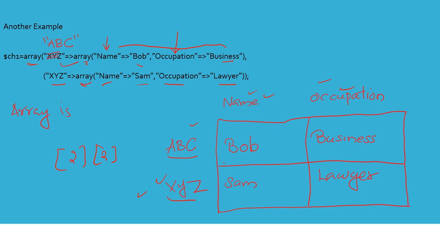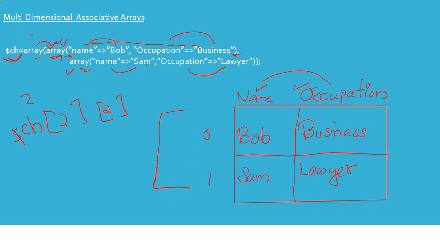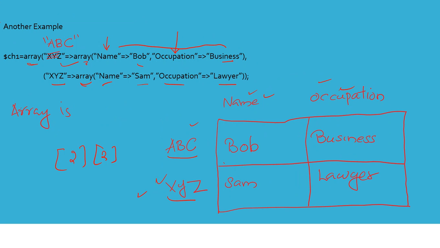So this is also a multi-dimensional associative array, with both rows and columns labeled as strings. The first example is also a multi-dimensional associative array, where only the column names are labeled as strings. So that is it for arrays in PHP.